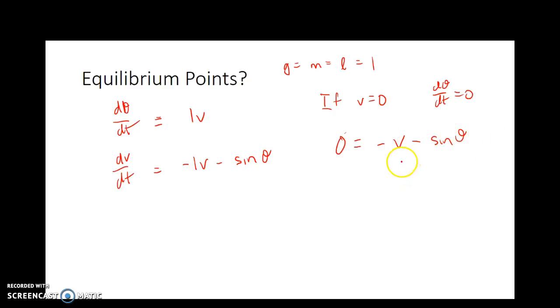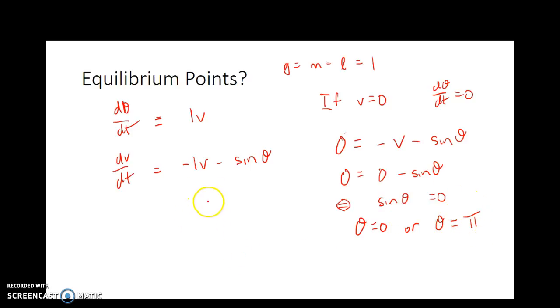So that means that's going to be the case where, first of all, I have to make sure that v is 0 because that's the only way that d theta dt is going to be 0. So that means 0 equals 0 minus sine theta. So I need to ensure that sine of theta is equal to 0. Well, when is sine of theta equal to 0? Well, sine of theta is equal to 0 either when theta equals 0 or when theta is equal to pi.